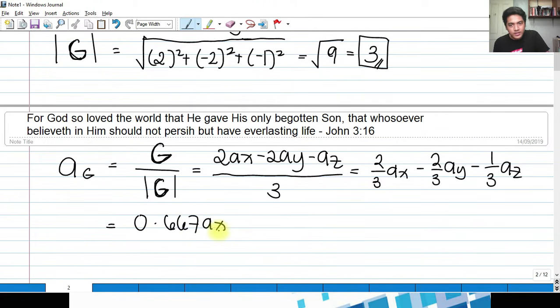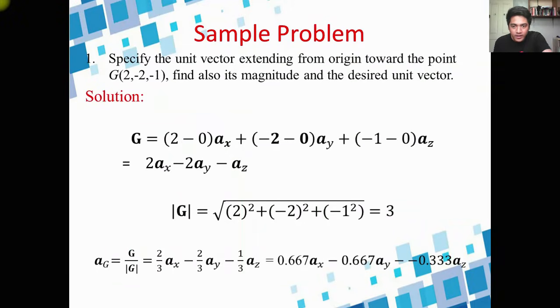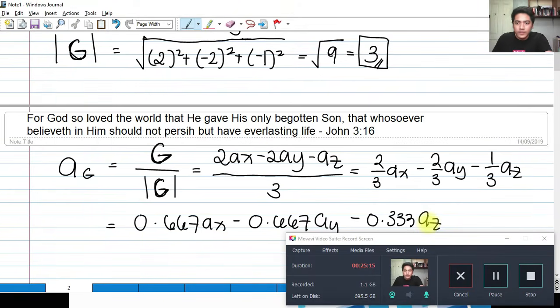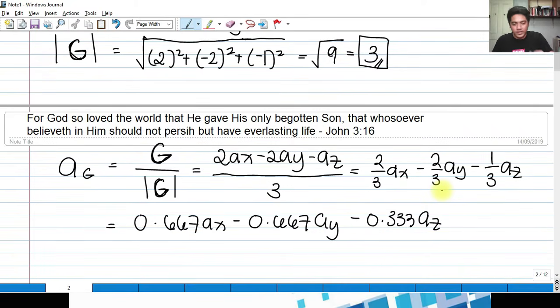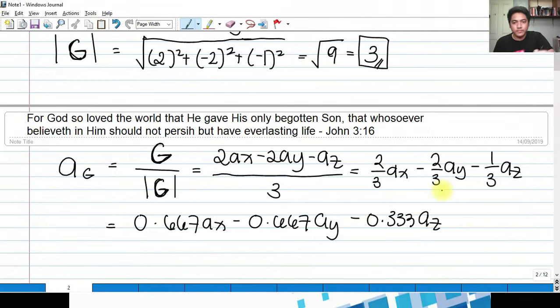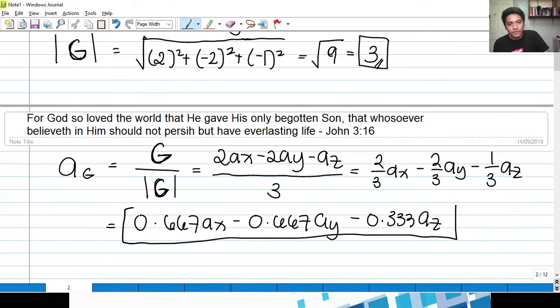0.667 ax minus 0.667 ay, if I'm not mistaken, minus 0.333 az. That is our answer. So this is the unit vector of that vector g.